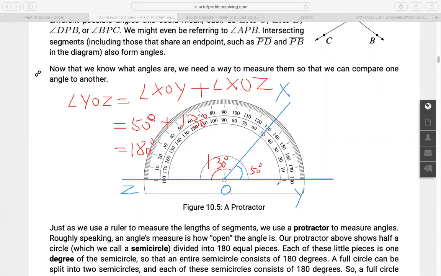So if they tell you this is a straight line, that means the angle from one side of this line to the other side equals 180 degrees. This forms a semicircle. Suppose you go from here to here, that's a semicircle, half of a circle, that's 180 degrees. I already told you a full circle will be 360 degrees.